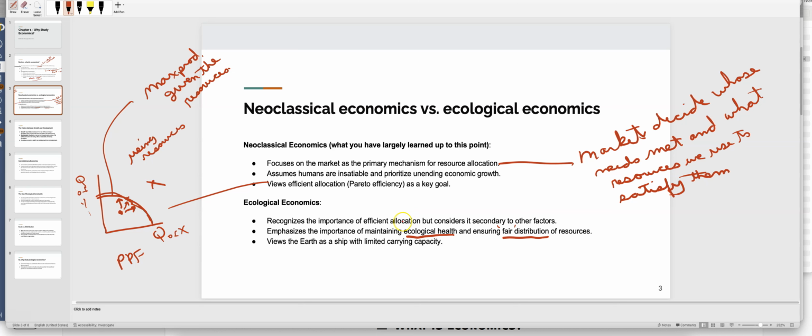But it's not just efficiency, which again differentiates this from environmental economics. In environmental economics, it would just say environmental economics recognizes the importance of efficient allocation, because environmental economics is all about removing inefficiencies, primarily externalities.